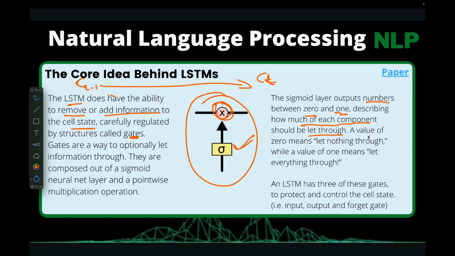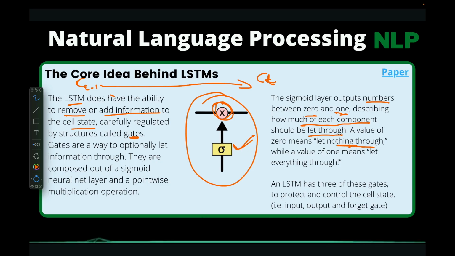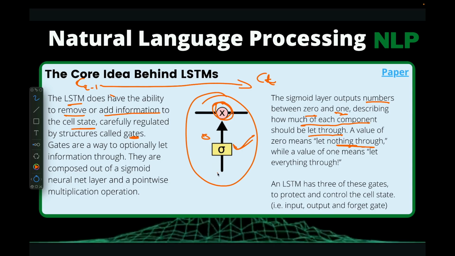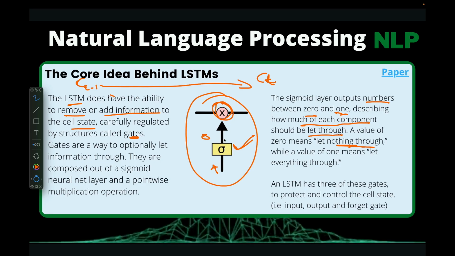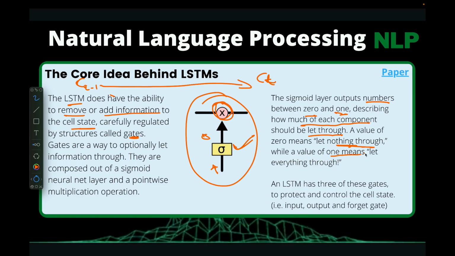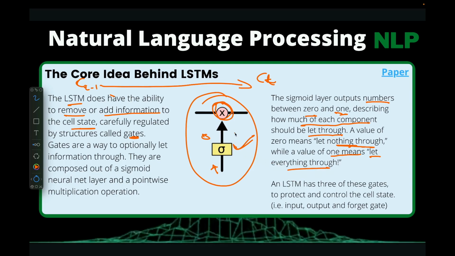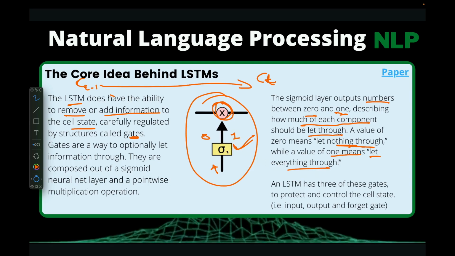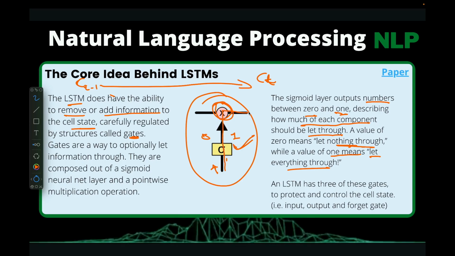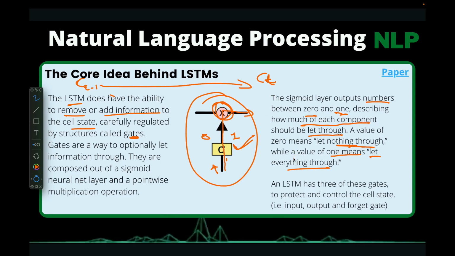Now, a value of 0 means that we should let nothing through. So if this sigmoid comes up with a value of 0, it means that whatever information was coming here, we are not going to let it through. However, if we come up with a value of 1, it means that we're going to let everything through, which means that whatever is coming here is just going to be allowed to pass through and go to the current cell state.